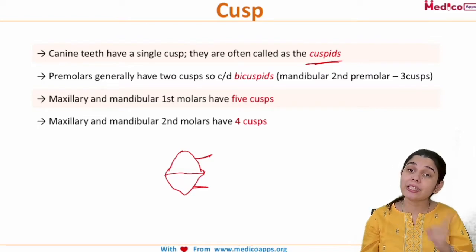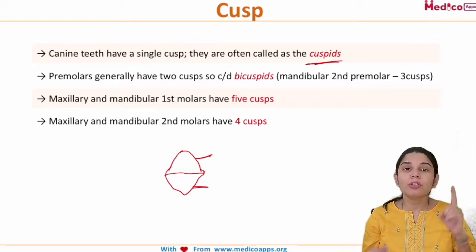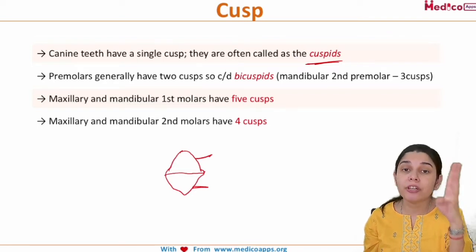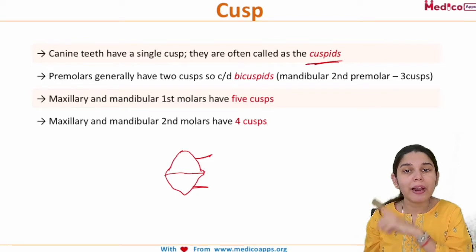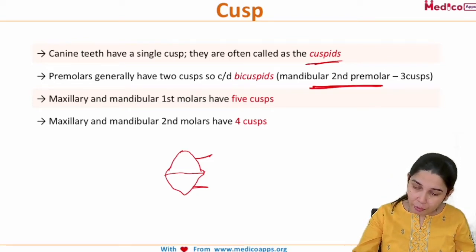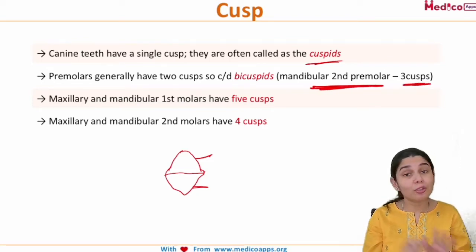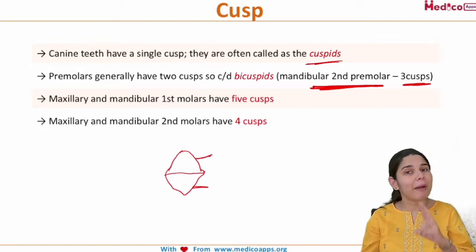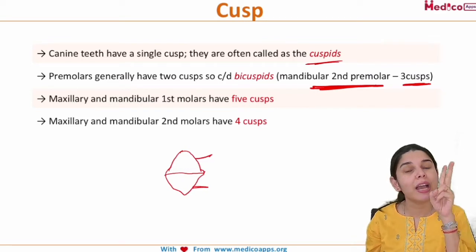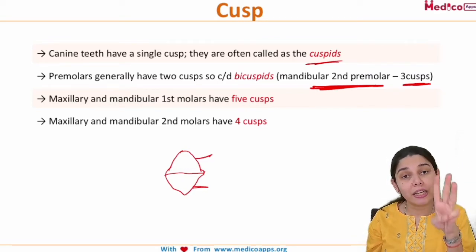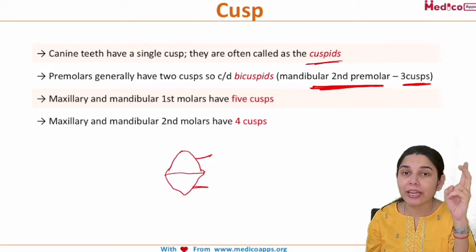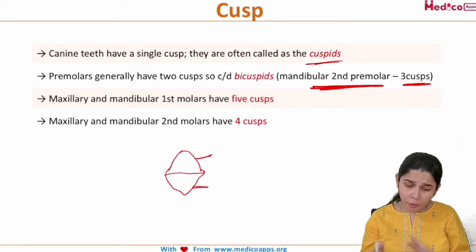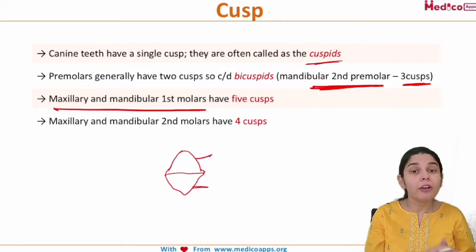But there is an exception to that. And what is that exception? The maxillary first and second premolar and the mandibular first premolar have two cusps, but the mandibular second premolar has three cusps. So if they have three cusps, they won't be called bicuspids for sure, because bi means two. So we are only talking about the three premolars, the maxillary first and second, and the mandibular first premolar, which have two cusps.